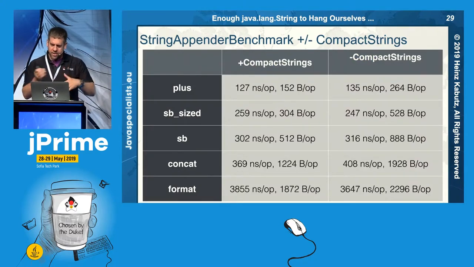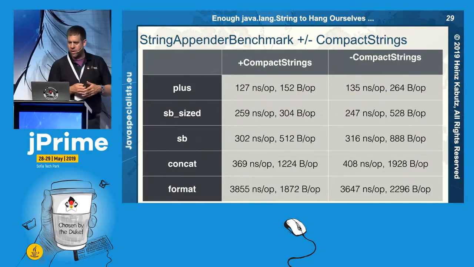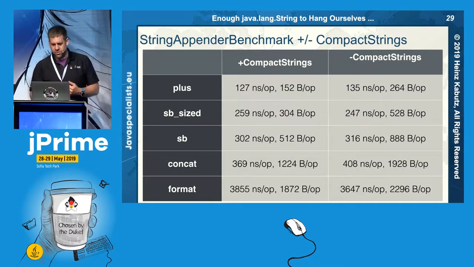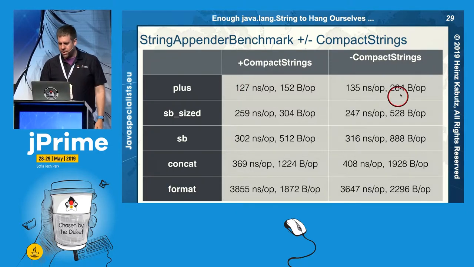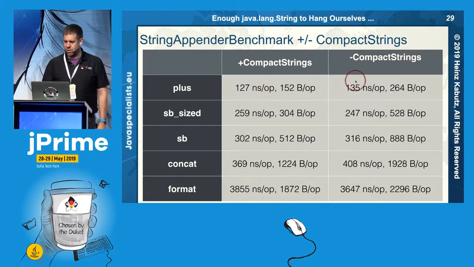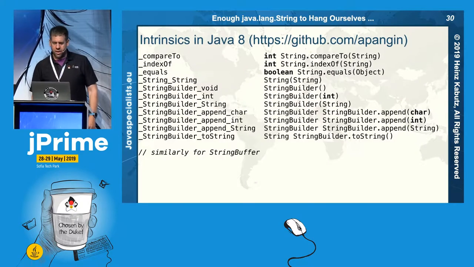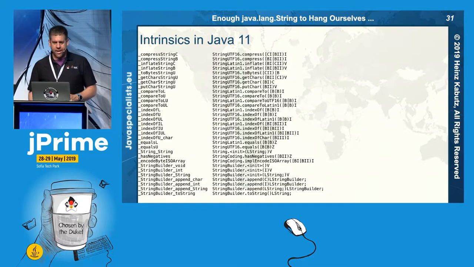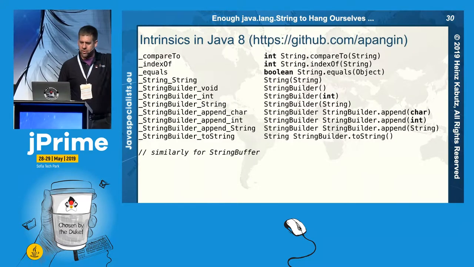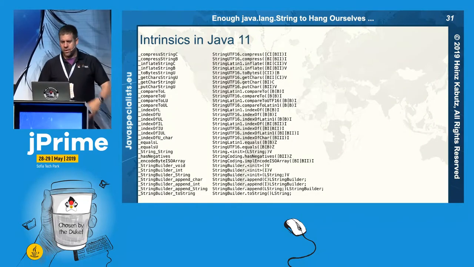All right, it does have a performance impact as well, having them on and off. So if you turn them off, you're going to allocate more memory, like with the plus here, and it actually takes a bit longer as well. All right, now something else is we've got intrinsics. This is the last thing I want to talk about. And you can see in Java 8, there were quite a few intrinsics, and in Java 11, there are even more intrinsics.